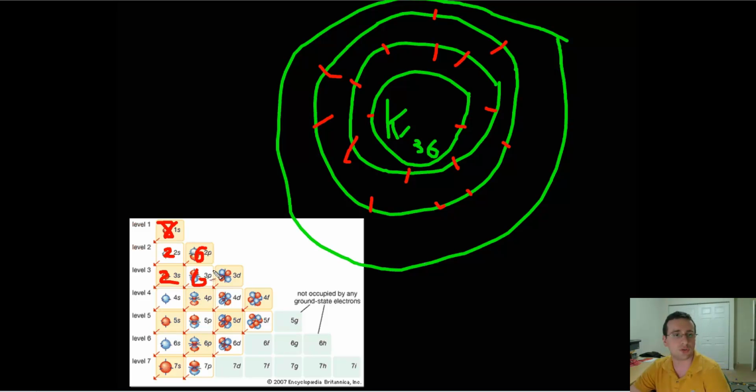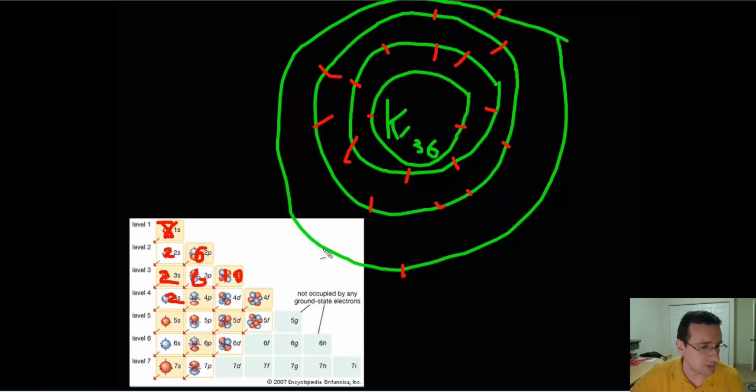Now if you're going to put 2 more, you're going to go to 4S because it has a lower level of energy than 3D has. So then you're going to put 2 more over here. So you put 1, 2 on the 4 level. Now we're going to go back up here to the 3D, and there are 5 orbitals in a D subshell. Each orbital, as usual, takes 2 electrons, which means you can put up to 10 electrons on the D subshell.